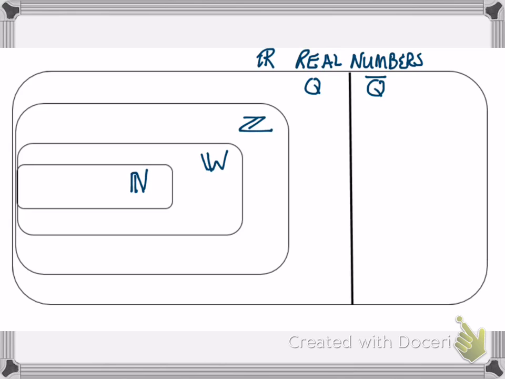So you can see by this diagram that all the natural numbers are whole numbers, all the whole numbers are integers, all the integers are rational numbers, and all rational numbers are real numbers. Now, irrational numbers are also real numbers, but irrational numbers are not members of the other circles.